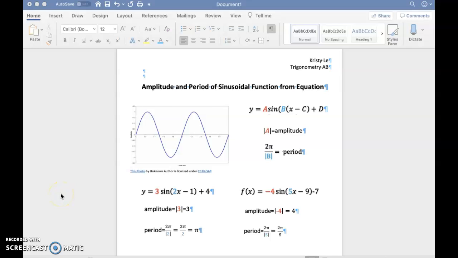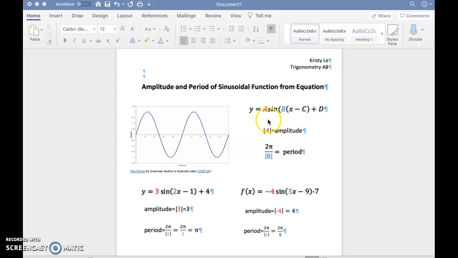Hi, I'm Christy Lee, and I'll be presenting how to find the amplitude and period of a sinusoidal function from an equation. So over here, we are given this function, which is just an equation of a sine or cosine graph with transformations. Each variable is a transformation to the graph. Today we're looking specifically at amplitude and period.